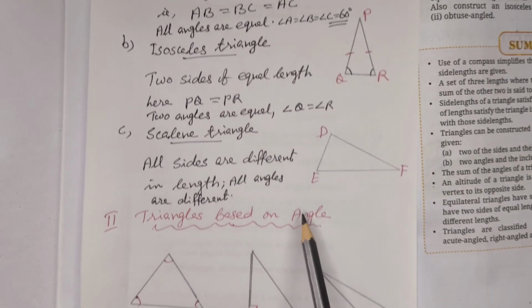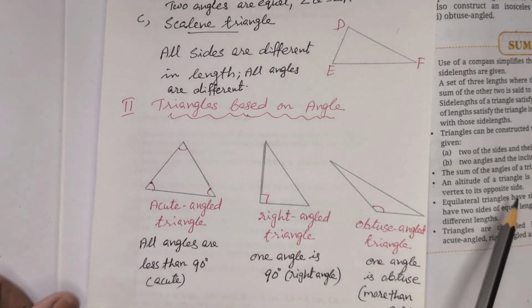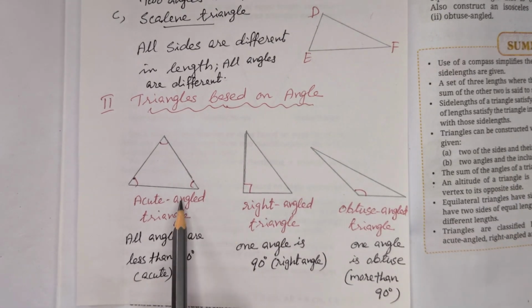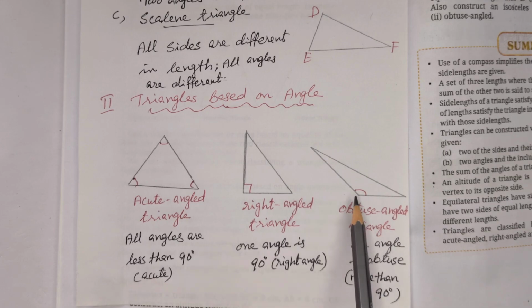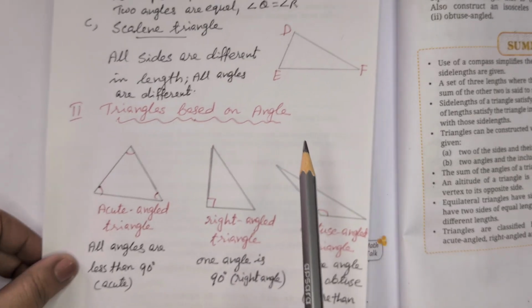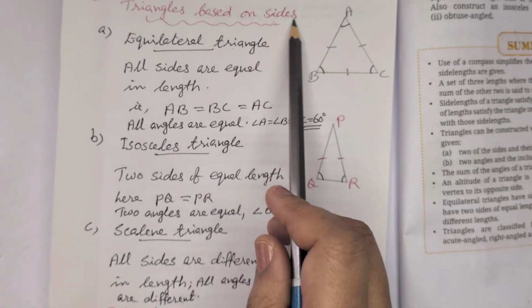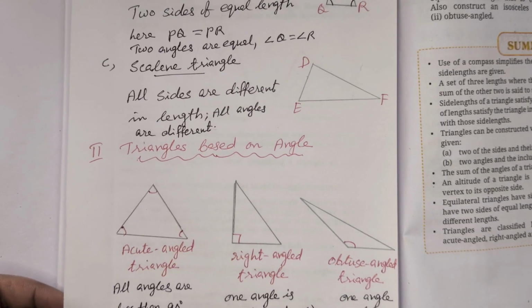Now the same thing based on angles. If all three angles are acute, which means less than 90 degrees, that is called an acute angled triangle. If one angle is 90 degrees, that is a right angle, then it's called a right angled triangle. If one angle is obtuse, more than 90 degrees, then that is called an obtuse angled triangle. These are the names based on angles. These three are the names based on sides. Triangle names based on sides and based on angles.